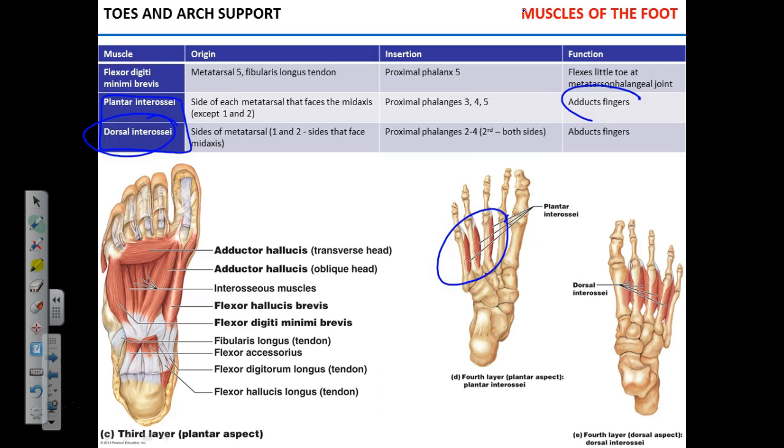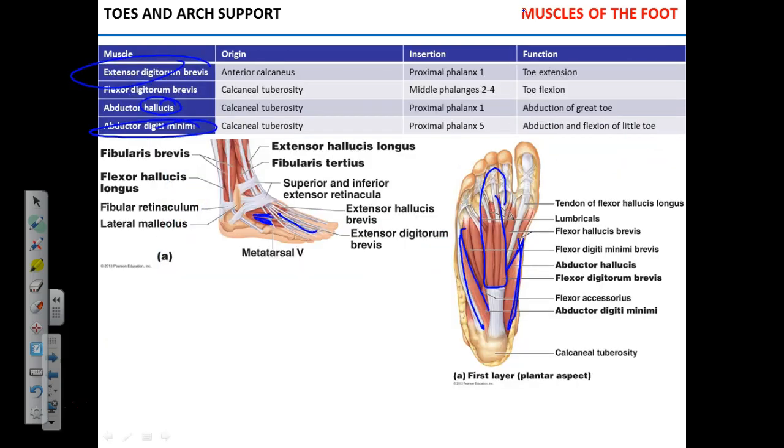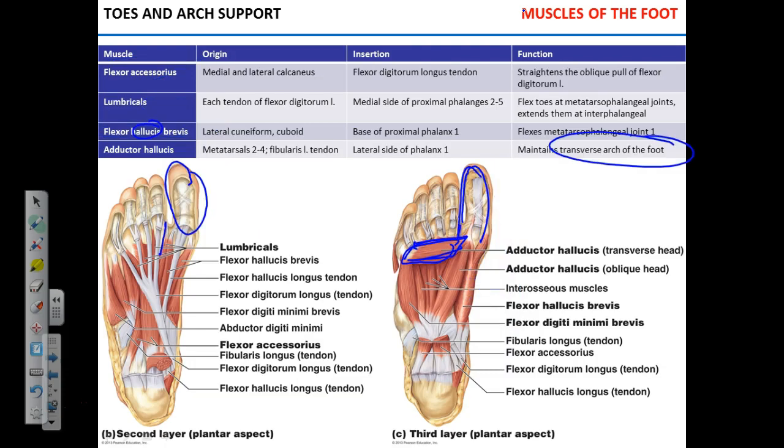Why I wanted to make a case? You can see that there are a lot of tendons in the foot, in the bottom of the foot. And many of those muscles, they actually maintain the arches of your foot. Does that make sense? Do you understand what I'm saying?